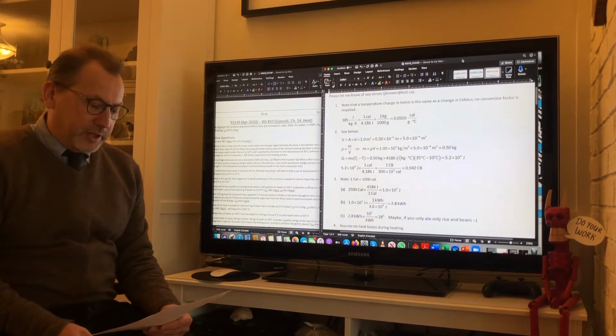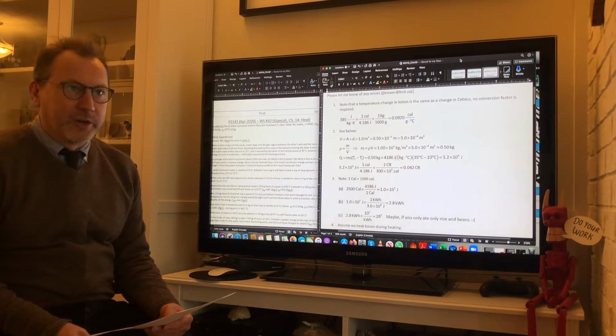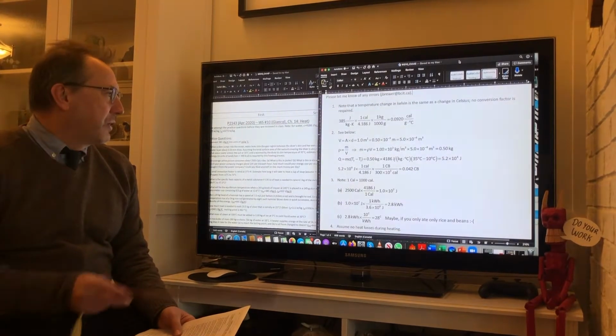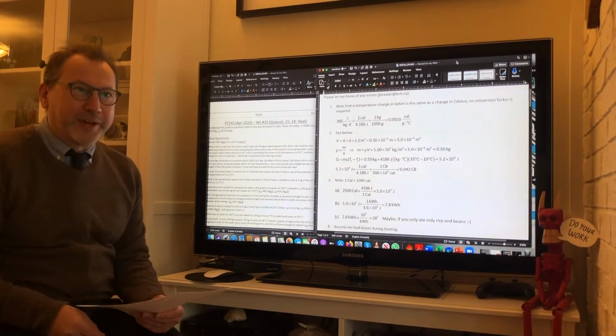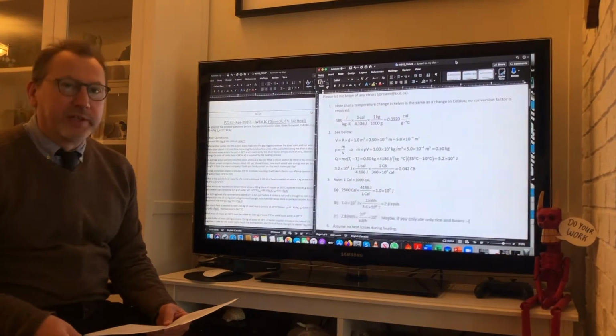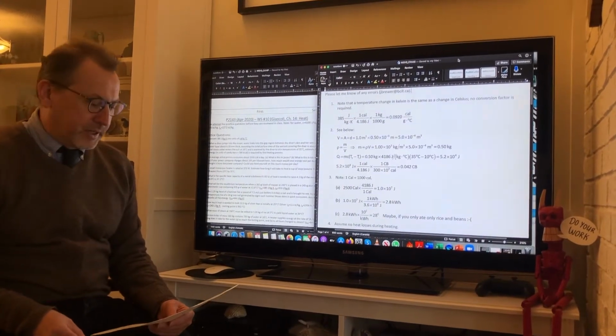Worksheet 10, chapter 14, heat. So hopefully you can see this. I suggest that you have the solutions beside you and follow along if it's not very clear.